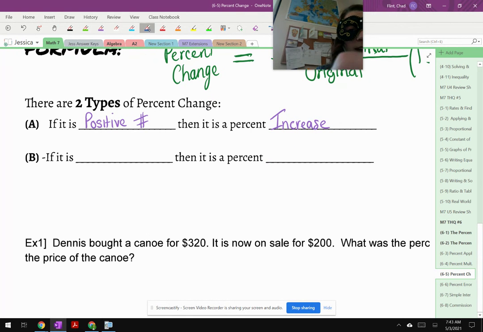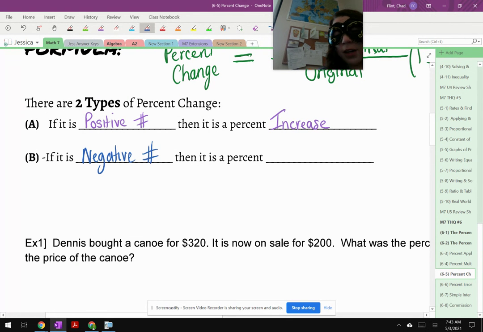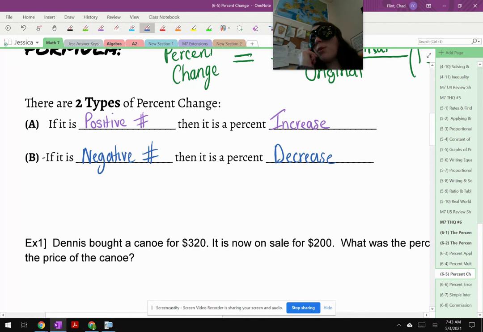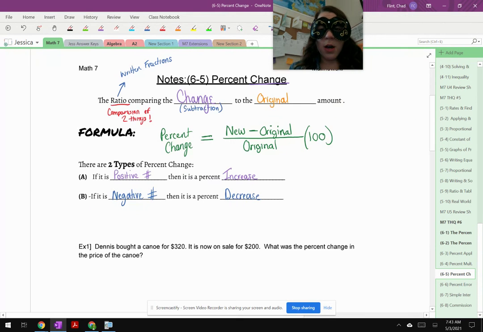And then on the flip side of that, if it is a negative number, then it is going to be a percent decrease. You're going to need to use that when you're writing an answer sentence and state if it's a percent increase or a percent decrease. We'll look at some examples.